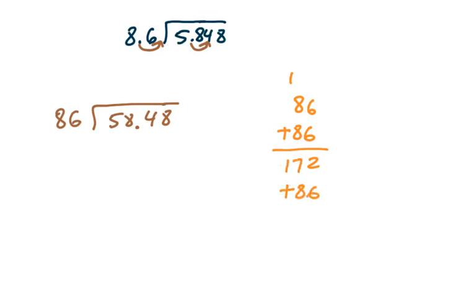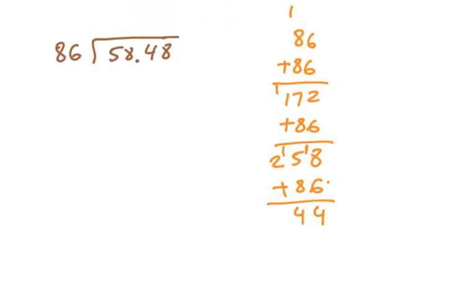We're going to add another 86. So 2 plus 6 is 8. 7 plus 8 is 15, carry the 1. 258. We're going to add another 86. This is going to give me 14, carry the 1. 6 plus 8 is 14. Carry the 1 is 344.